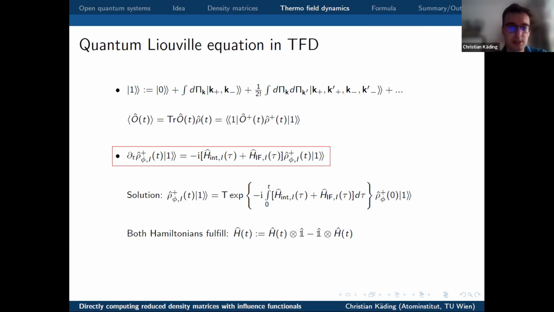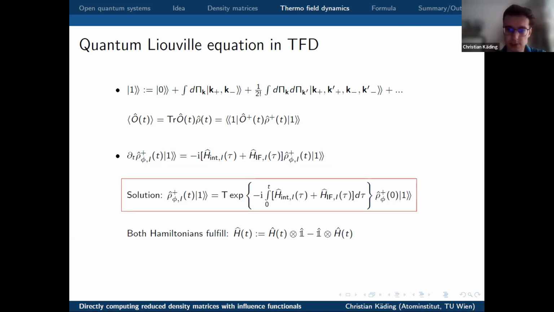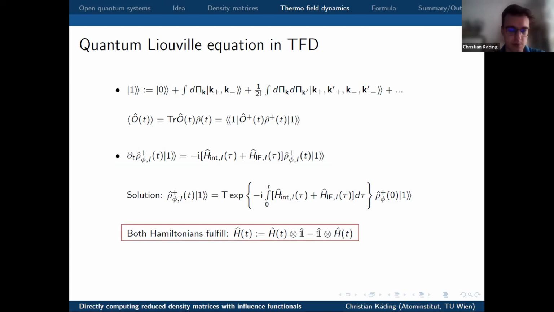The first one here corresponds to the self-interaction of phi, and the second one corresponds to the influence action that I showed you earlier. And this has a very easy solution. You just find this expression, and these two Hamiltonians that I have here, they both fulfill this type of definition. And so they also have such a wide head, in case it's hard to see.